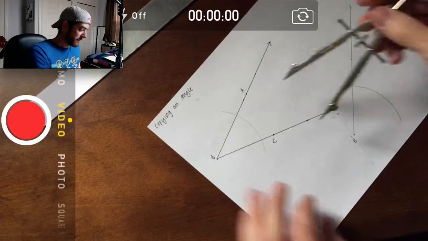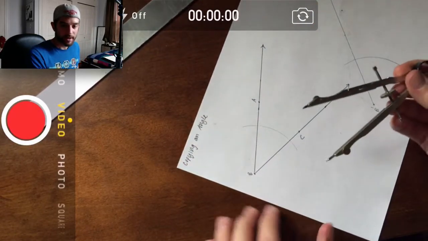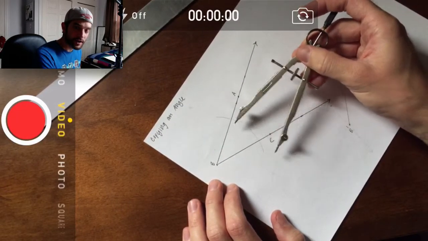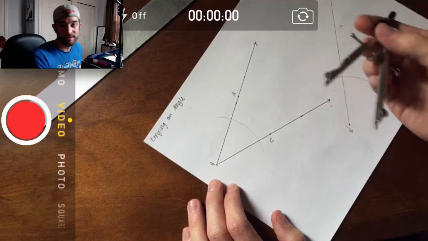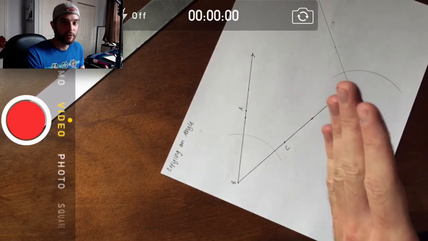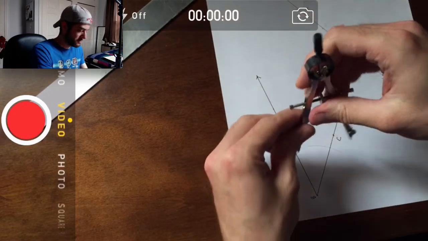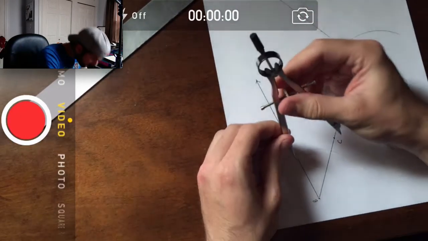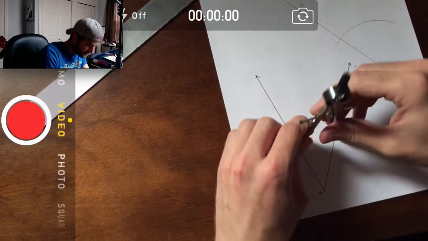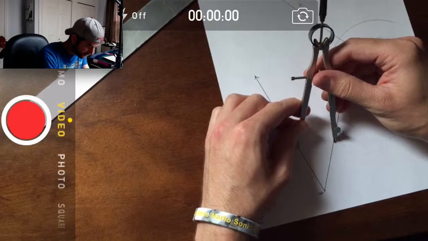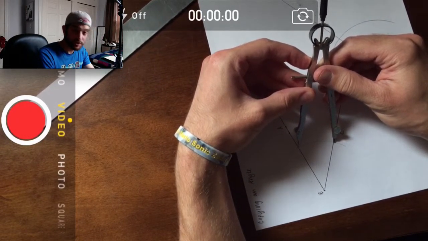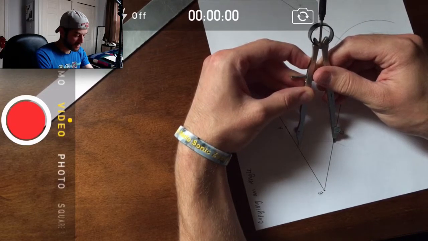So my next step is to open up my compass the distance of these two intersections between the arc and the two sides of that angle. Because what we want to measure is how far apart those legs of the angle are open with respect to this angle. So the intersections between the arc and each leg of the angle are that far apart.